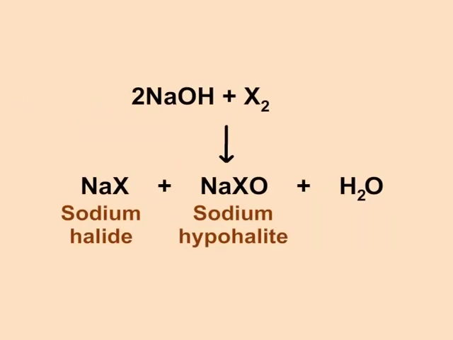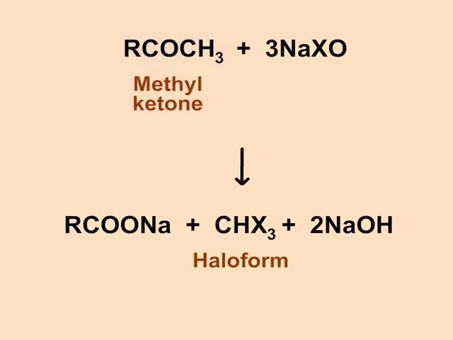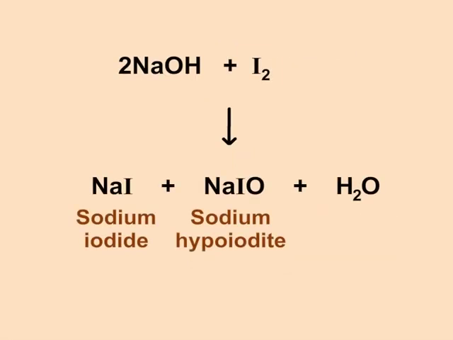Let us now have a look at the equations one by one. Sodium hydroxide reacts with halogen to form sodium halide, sodium hypohalite and water. Methyl ketone reacts with sodium hypohalite to form sodium salt of acid, that is RCOONa, haloform and sodium hydroxide. When the reaction is carried with iodine, a yellow precipitate of iodoform is obtained.